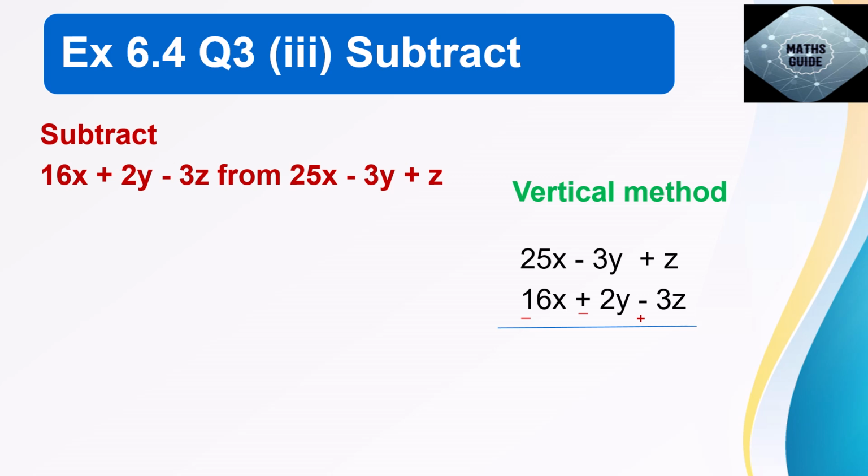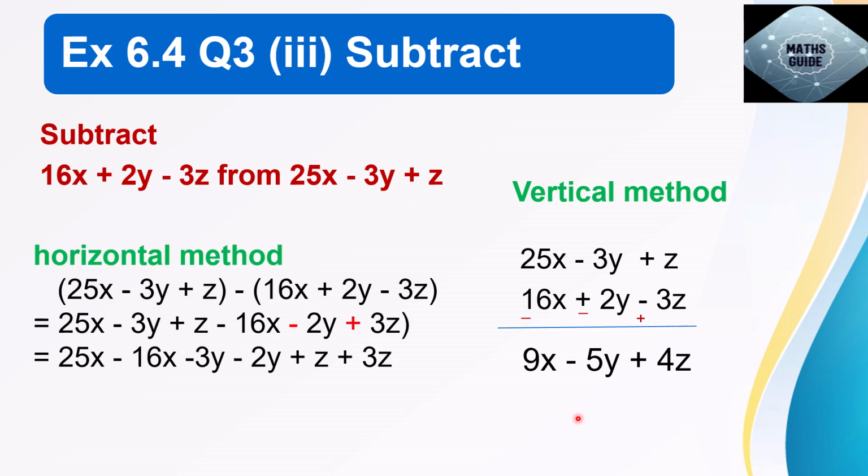Here this positive sign has been changed to negative sign, this positive sign is also changed to the negative sign, and this negative sign has been changed to positive sign. Now we will start following the rules of addition. Plus minus is minus, so we will subtract them and we get 9x. Minus minus is plus, so we will add them, putting the sign of the greater value in the answer. And plus plus is again plus, so we will add them. Our final answer is 9x minus 5y plus 4z.